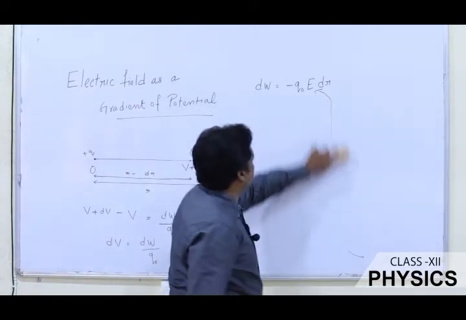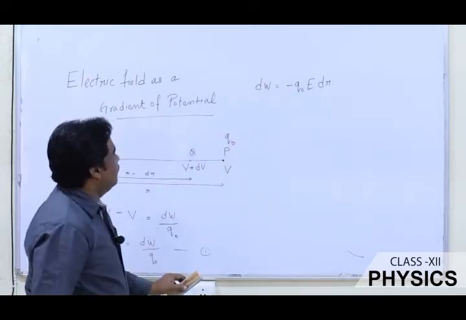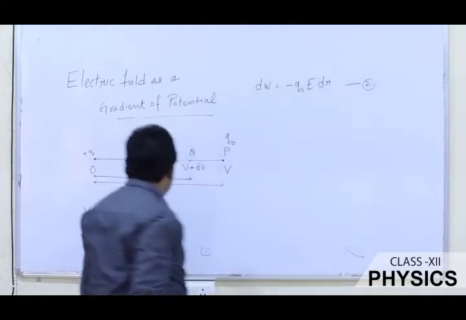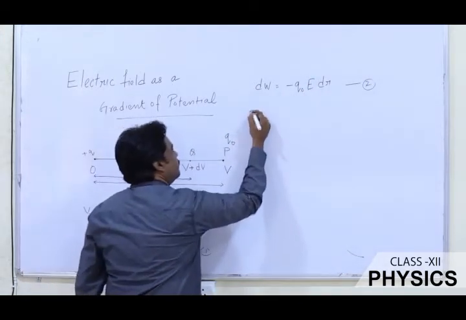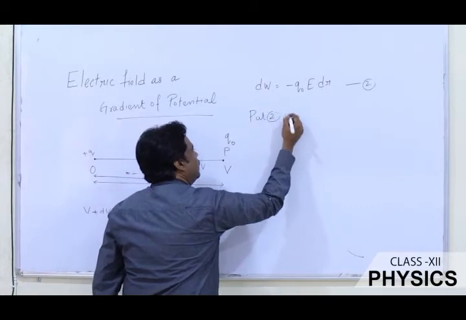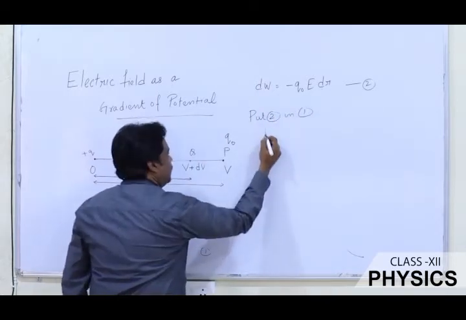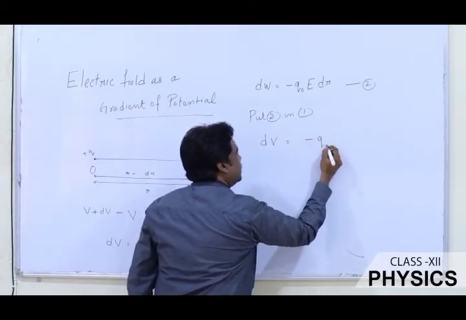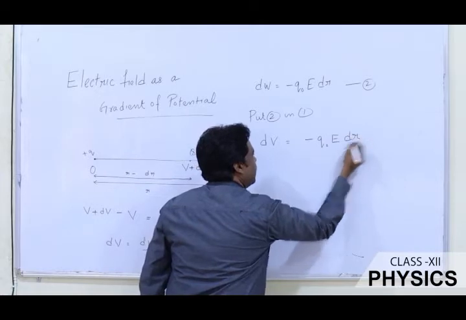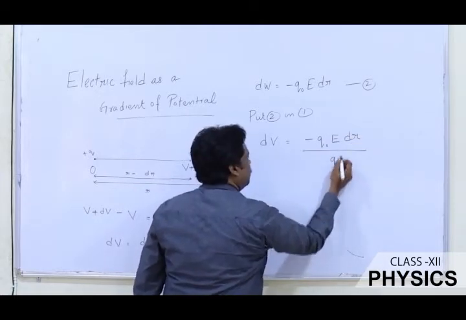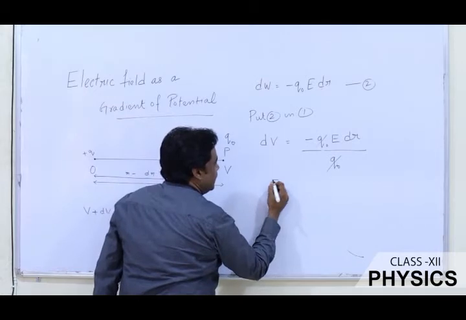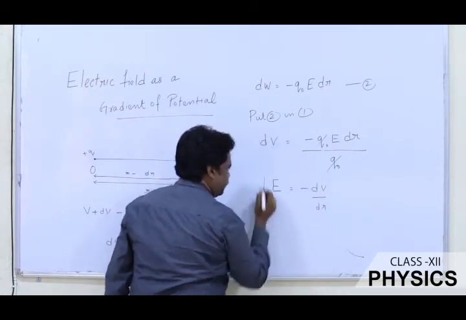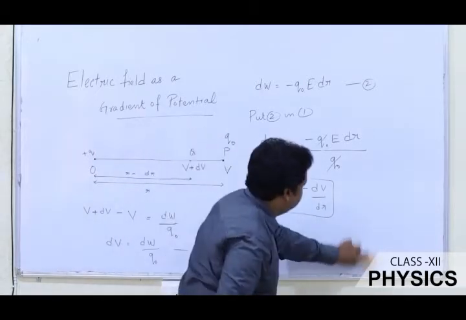Once again, what is the small work done? dW is minus Q naught E dr. Mark it as equation number 2. Put 2 in 1. So dV is equal to, in place of dW, I can write minus Q naught E dr by Q naught. Q naught cancels. So I am getting E can be written as minus dV by dr.